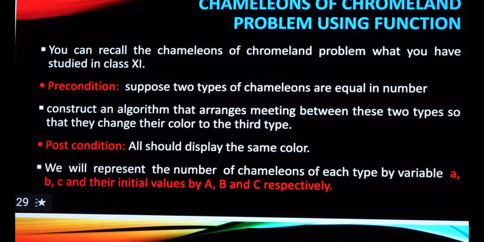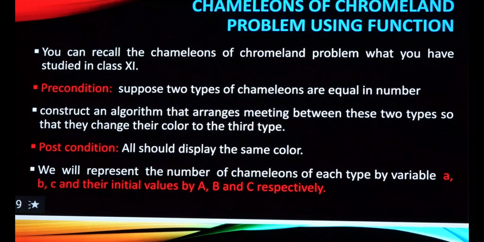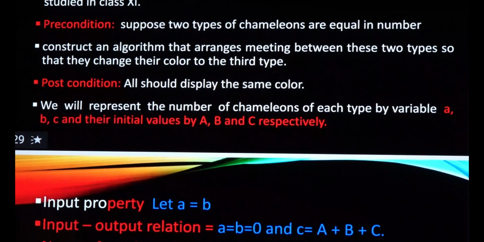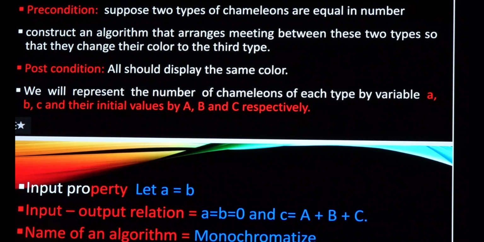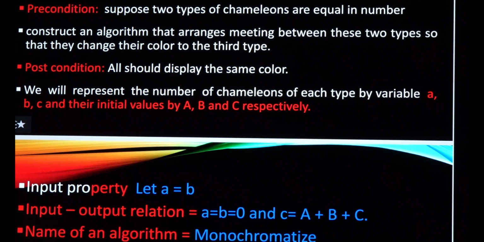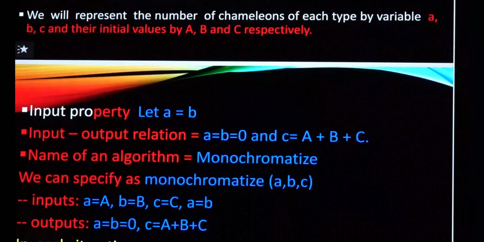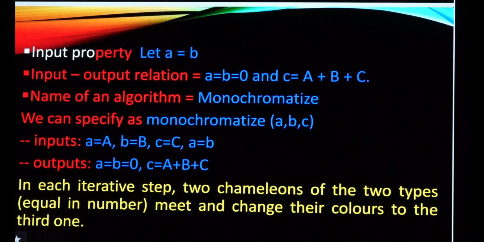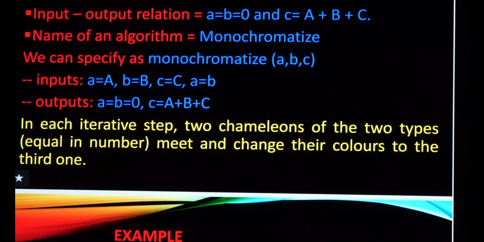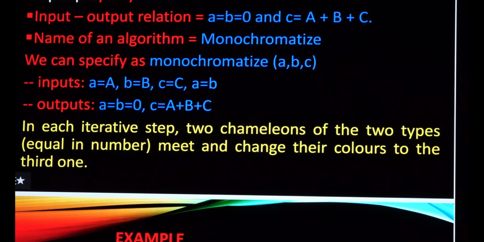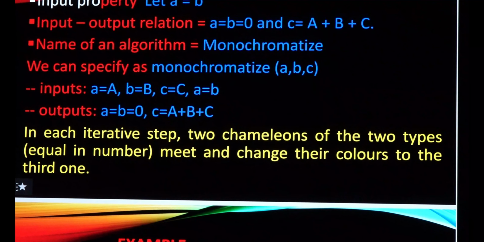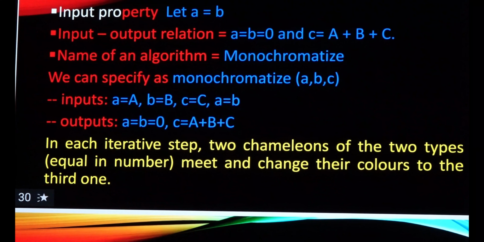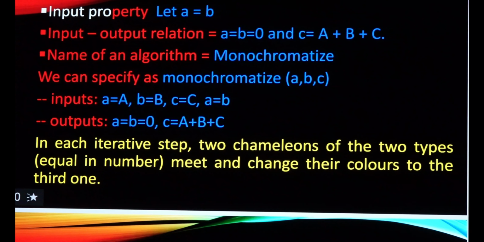Postcondition: all should display the same color. We will represent the number of chameleons of each type by variables a, b, c and their initial values by A, B, C respectively. Now we will see the input property: let a equal b. Input and output relation: a equals b equals 0 and c equals A plus B plus C. Name of the algorithm: monochromatize.